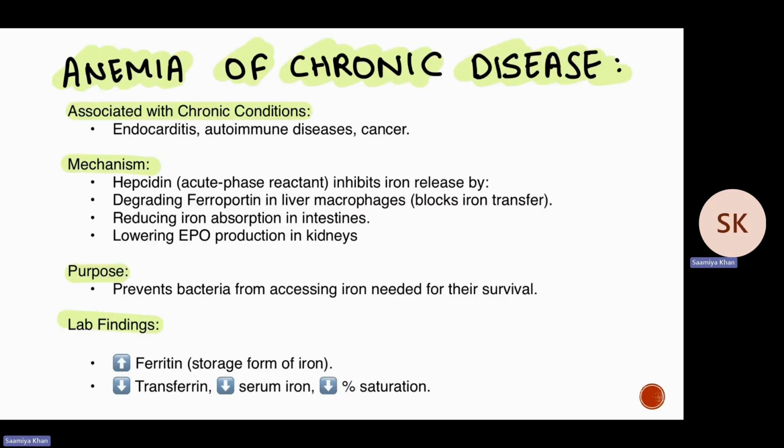The next one is anemia of chronic disease. This anemia is linked to chronic conditions like endocarditis, autoimmune diseases, and cancer. What happens is that chronic diseases trigger the production of an acute phase protein called hepcidin. And hepcidin, as we just discussed in the previous slide, blocks ferroportin. So it degrades the ferroportin in liver macrophages, and no more iron can be transported to the storage site. Also, this reduces the erythropoietin production in the kidneys. Why this happens is because bacteria need iron to survive, and to avoid giving bacteria iron, our body has this mechanism to stop accessing the iron which is needed for their survival.